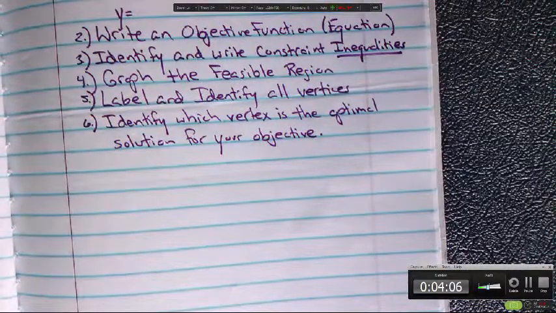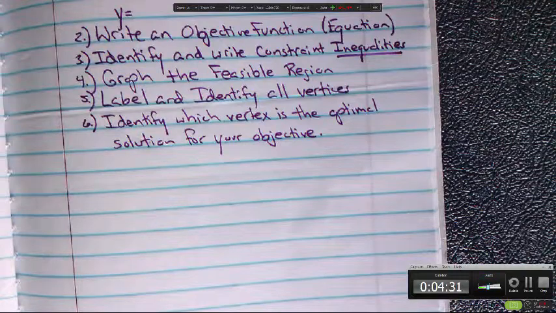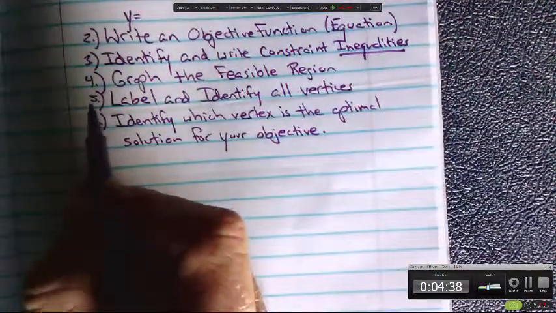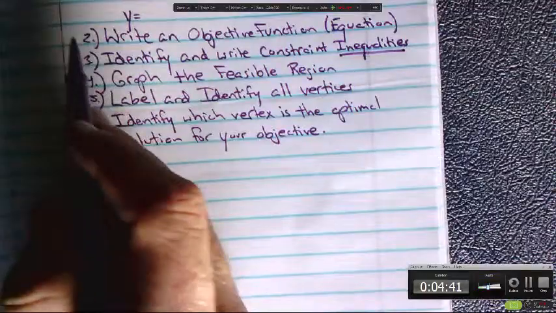So if we look at this, step 1 is to identify your variables. Tell what x is, tell what y is. Step 2 is to write an objective function. That's your equation. That's what your goal is. Once you've done step 2, you don't refer back to it for a while. Once you've written your objective function, you kind of just set it aside. Step 3, identify and write the constraints. Step 4, graph the feasible region. Step 5 is label and identify all the vertices. And then step 6, identify which vertex is the optimal solution for your objective. So then you're going to take these vertices that you found in number 5 and plug them into the equation that you wrote in number 2.